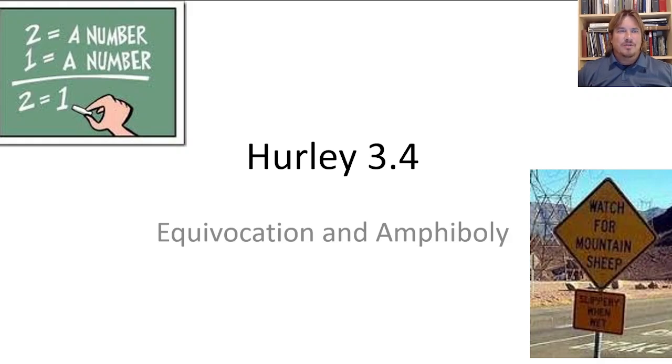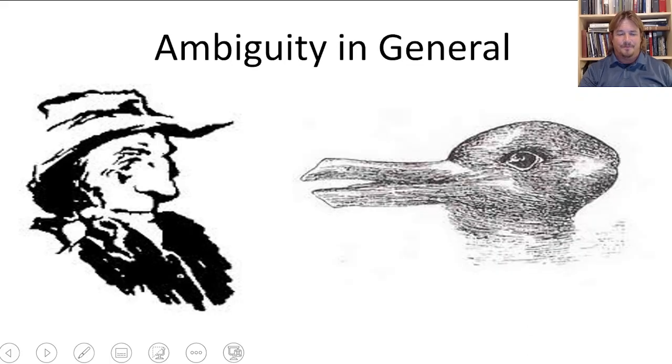Here's an example. 2 is a number, 1 is a number, therefore 2 is equal to 1. 2 equals a number, 1 is equal to a number, therefore 2 is the same thing as 1. Or the sign below it here, watch for mountain sheep slippery when wet. Now is that the sheep that are slippery when wet, or the road when it's slippery when it's wet?